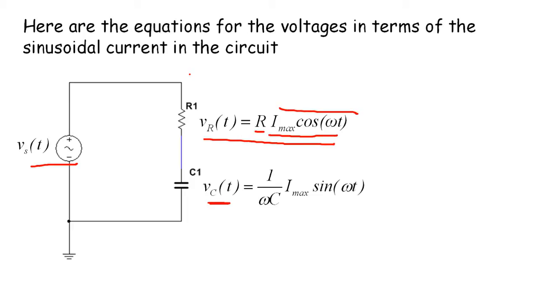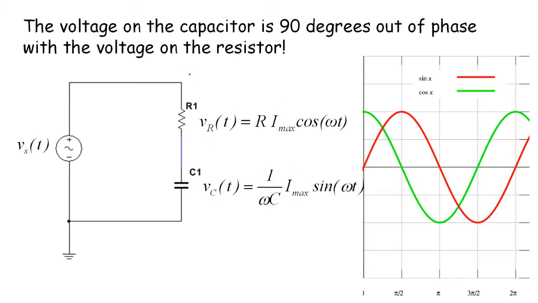And then the voltage across the capacitor is going to be this constant term here times the sine of omega t. And you know what sine and cosine are. They are separated by 90 degrees. So here's the voltage on the sine wave, this one, and the cosine wave is this one.